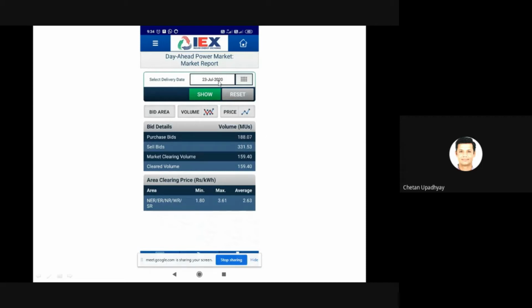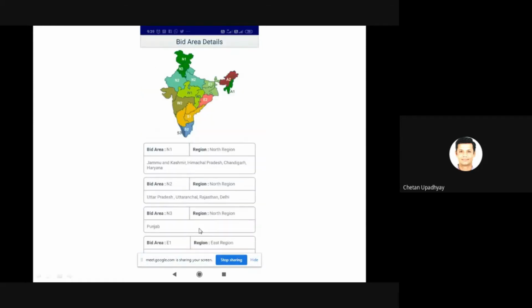So this application day wise shows what happened. Now if you click on bid area, it shows this particular region to region. There are 12 regions created by IEX. So every region you can watch and which state is covered. There are system operators separately decided by each bidding area.